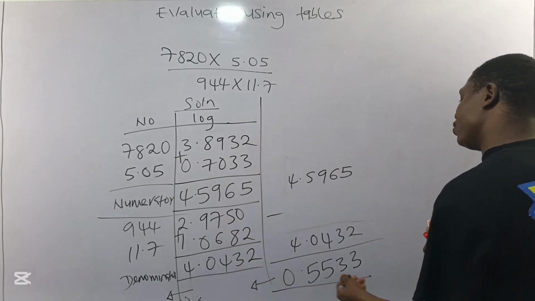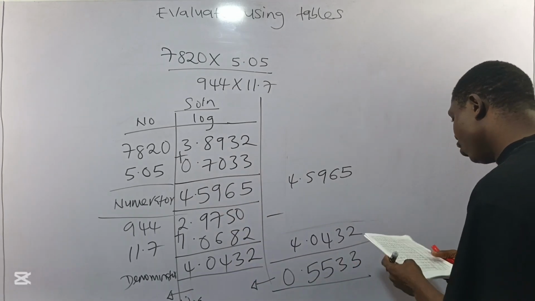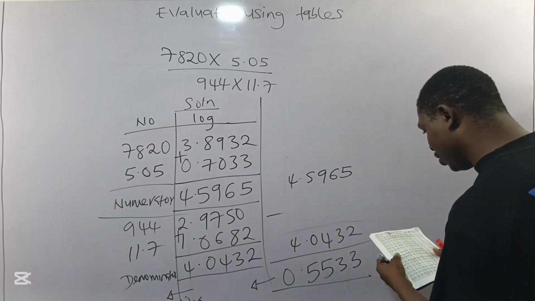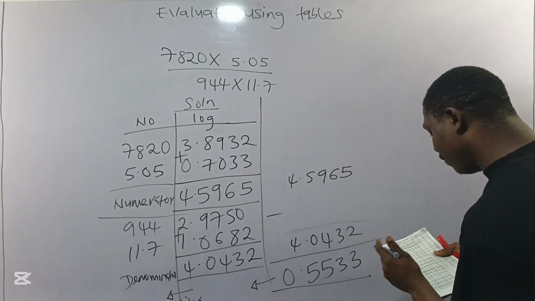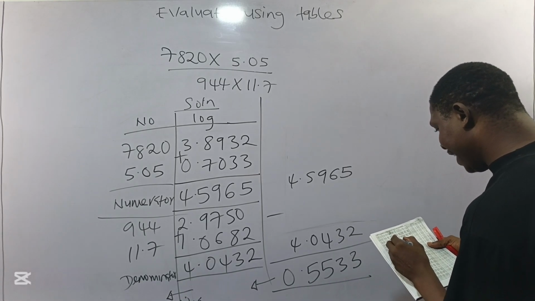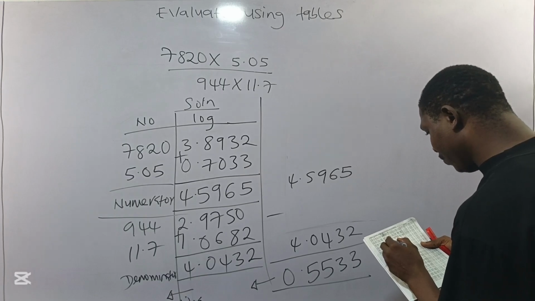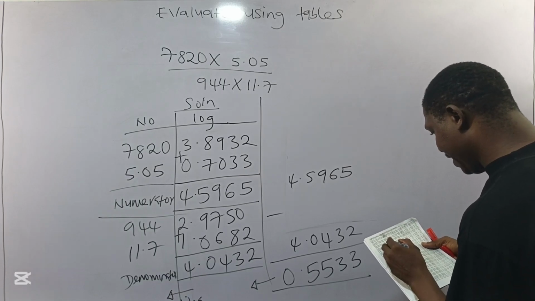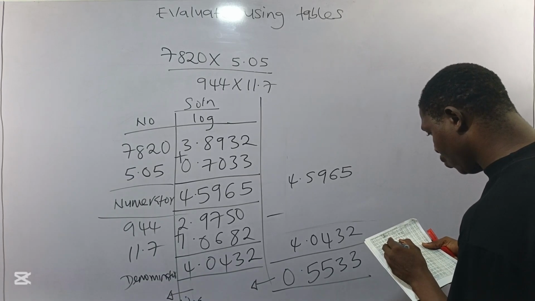Remember, for my antilog, I'm using the numbers after the decimal point. So, open to the antilogarithm table. You check for 55 under what? 3. 55 under 3 is 3573. And difference 3 here is what? Difference 3 is 2.